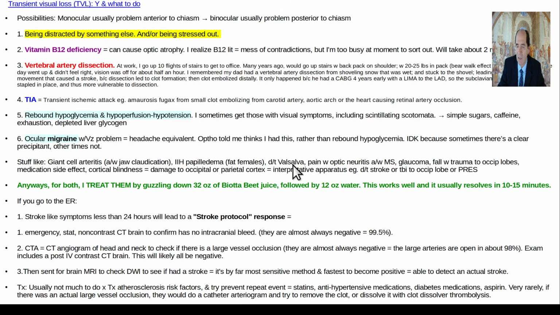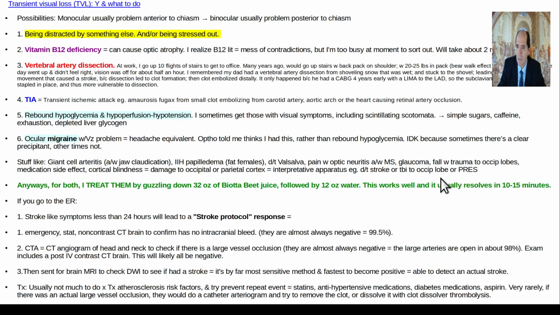Due to severe Valsalva, somebody squatting a heavy weight, maybe. Pain with optic neuritis associated with multiple sclerosis, pretty rare, but that can happen. But usually you're dealing with an MS patient. Visual loss related to glaucoma. A fall with trauma to the occipital lobes in the back of the head. Fall and you hit the back of your head.